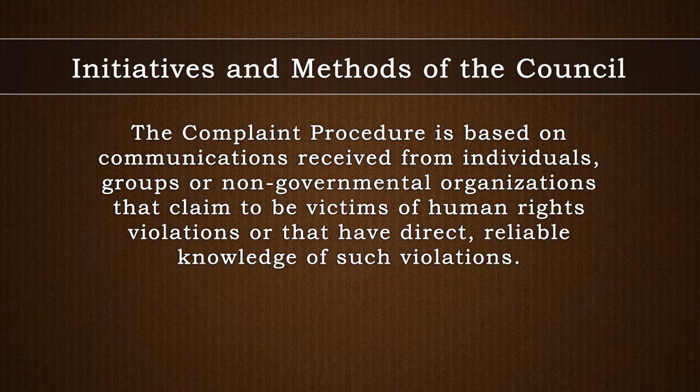Moving further, the Human Rights Council has its own complaint procedure as well. It aims to address consistent patterns of gross and reliably attested human rights violations occurring in any part of the world and under any circumstances. The complaint procedure is based on communications received from individuals, groups, or non-governmental organizations that claim to be the victims of human rights violations or that have direct reliable knowledge of such violations.